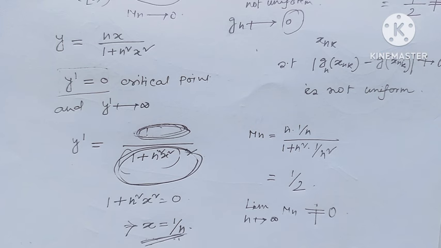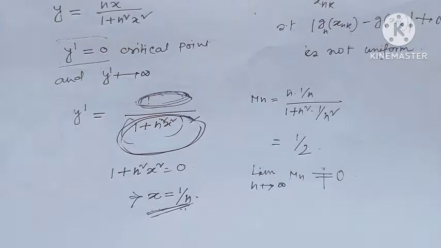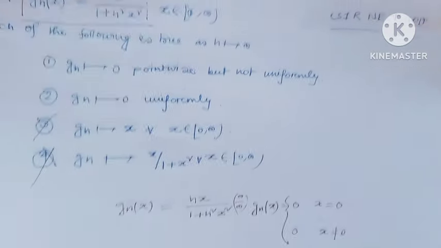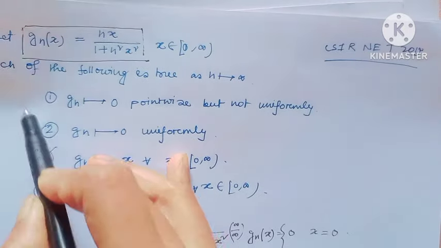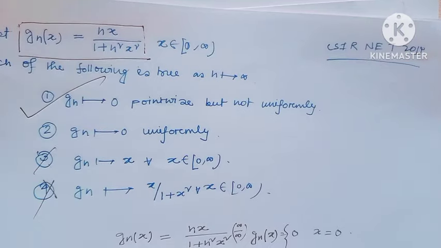Therefore, Gn converges to 0 pointwise but not uniformly. So option 1 is the right option.